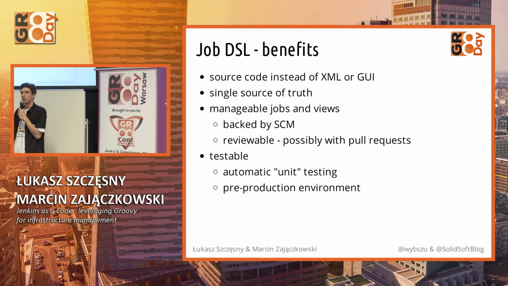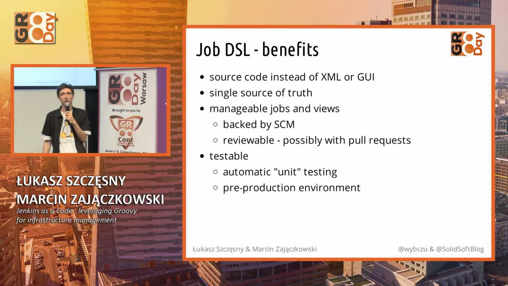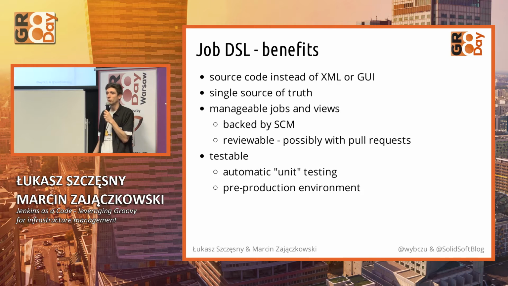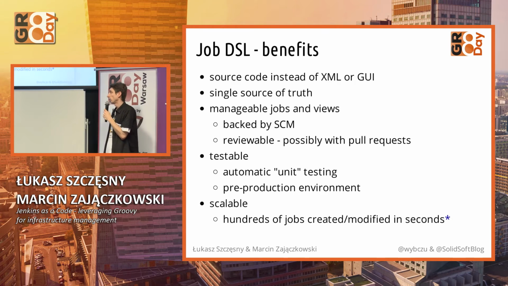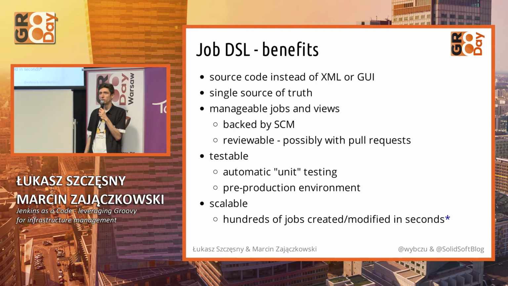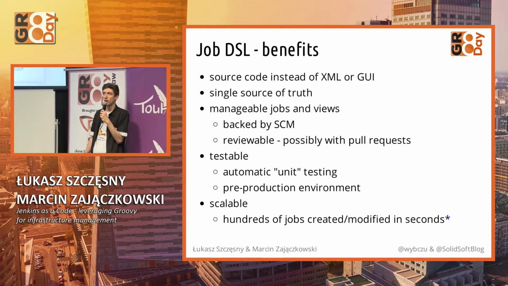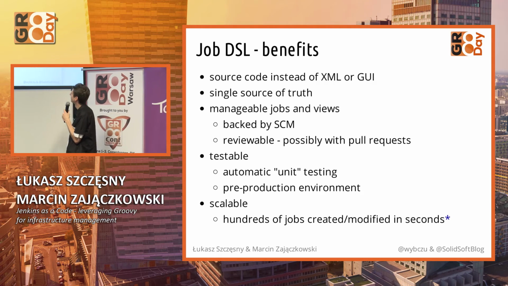Furthermore, Job DSL provides support for automatic testing. Without having access to a running Jenkins instance, we can generate output XMLs and confirm that they look exactly like what we expected. Last but not least, the solution is quite scalable. Having simple jobs, we should be able to run hundreds of them in a few seconds, maybe several seconds.